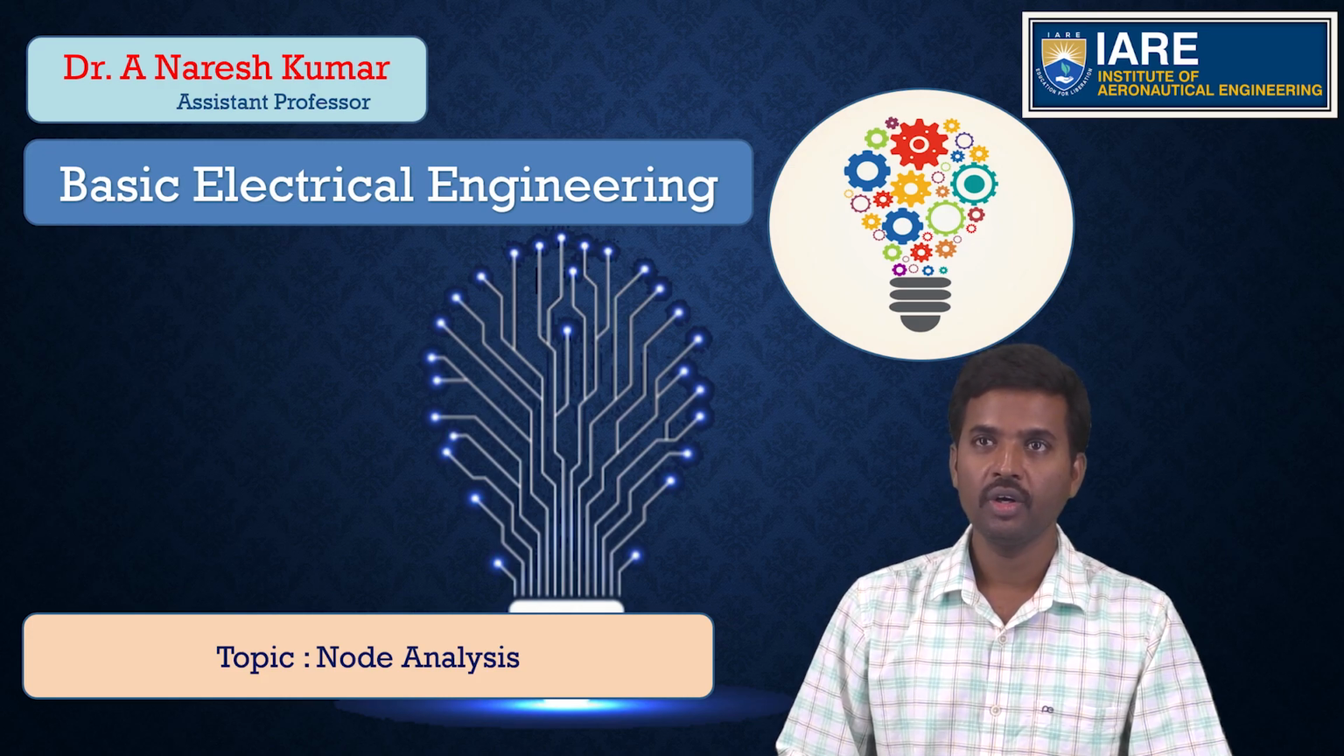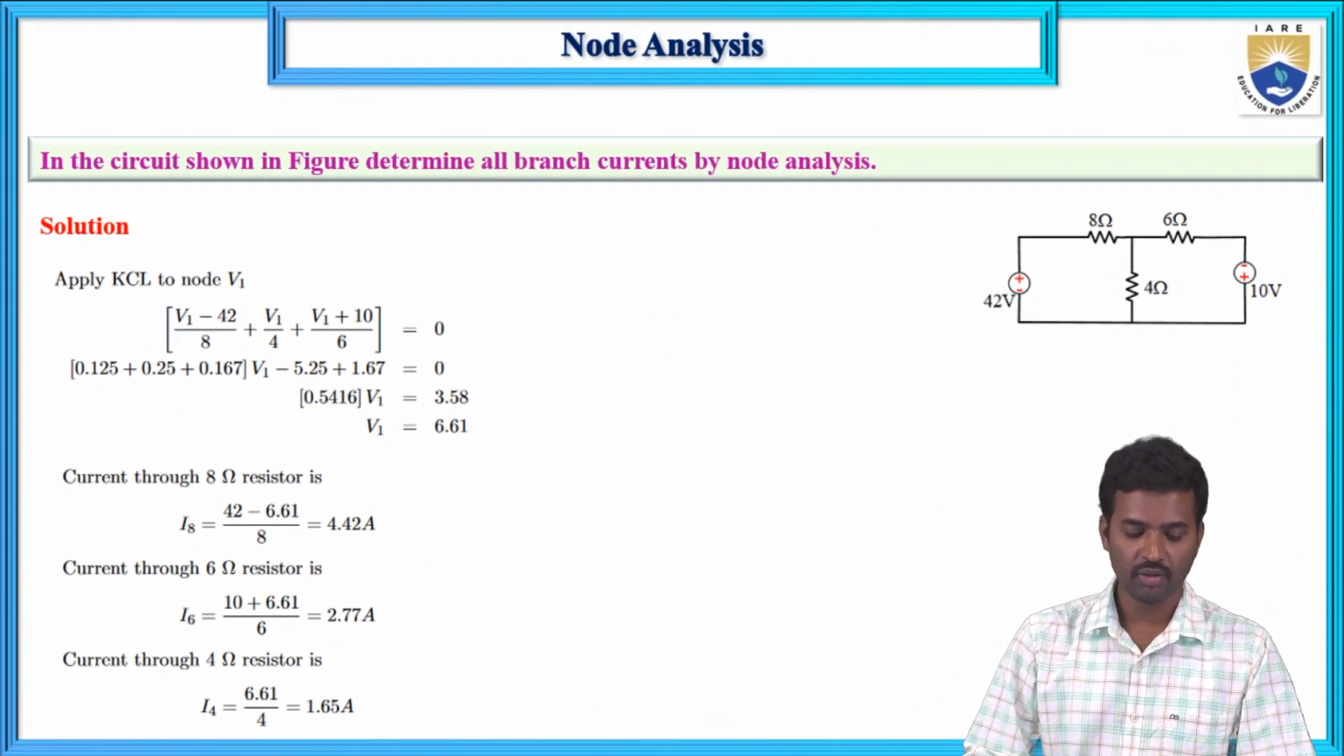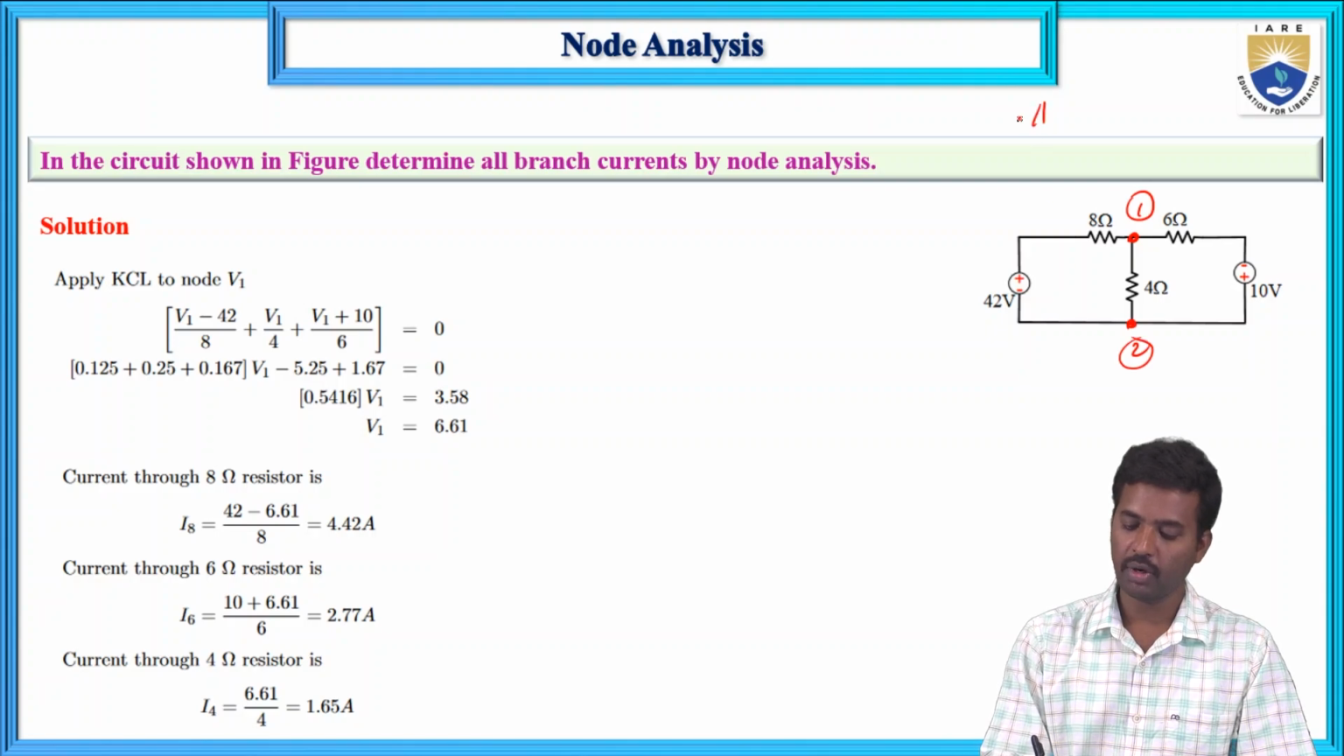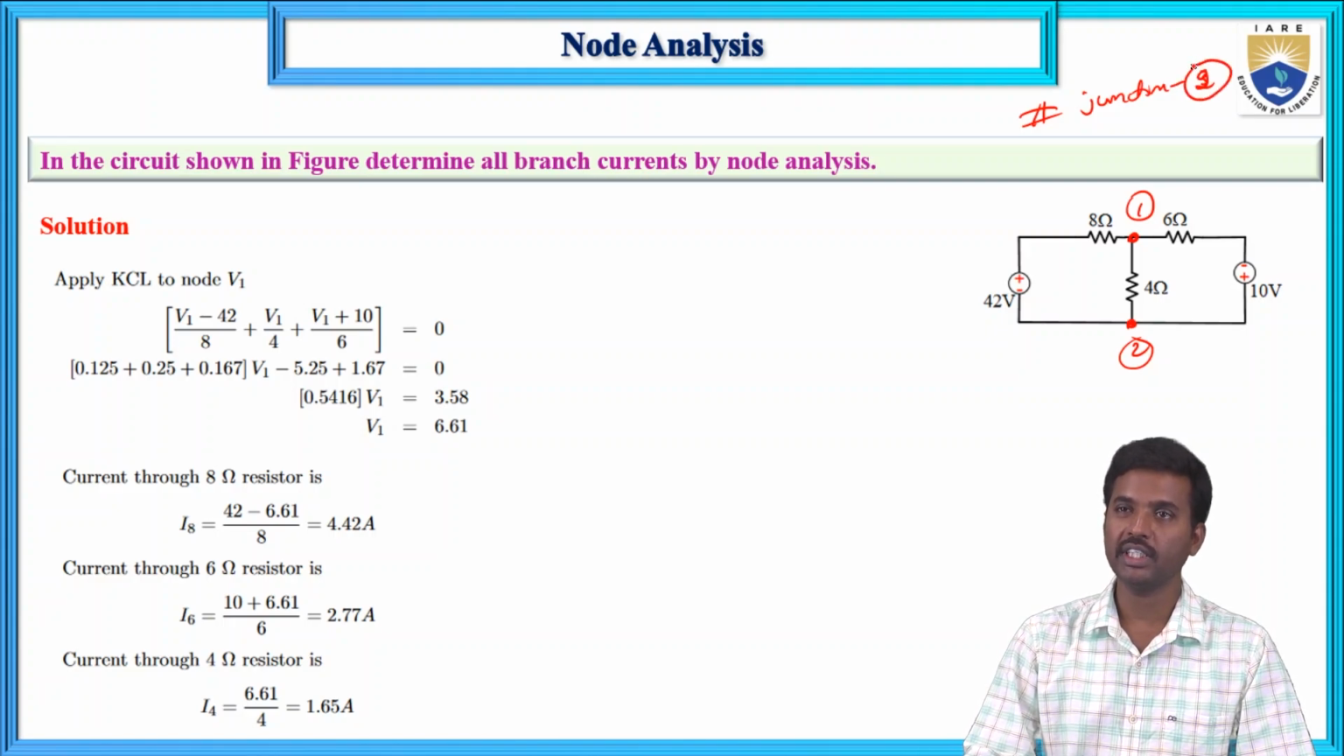Today we are going to discuss nodal analysis. Let us take one example in this figure. First, determine the possible number of junctions. What do we mean by a junction? A junction is three or more elements connected to one point. Here the possible number of junctions is 2, junction 1 and junction 2.